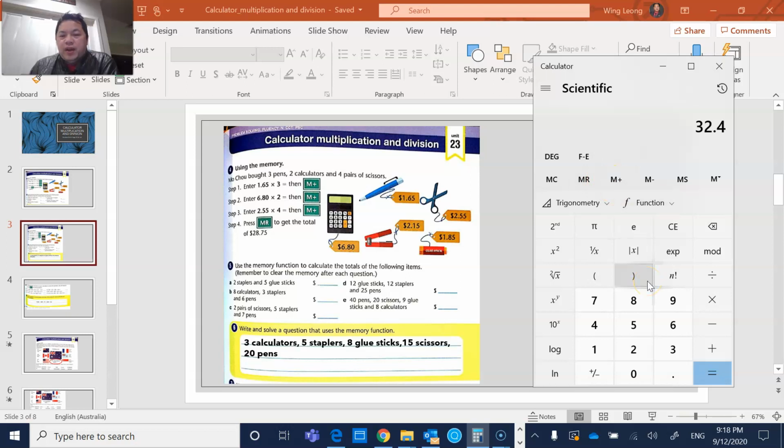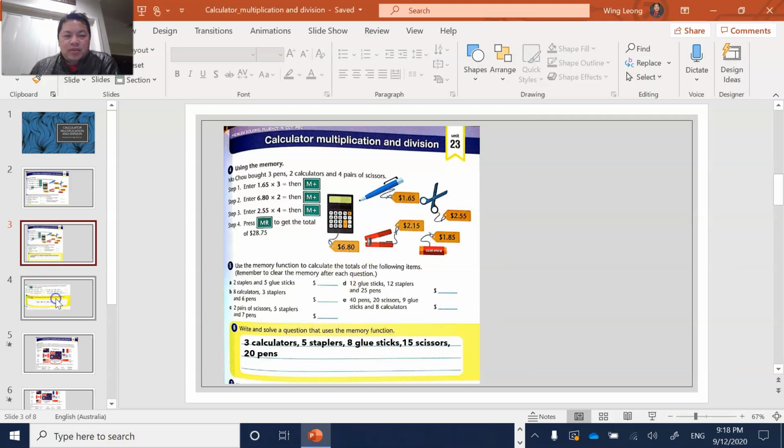And now with all these 5 items, I recall the memory. I spent $116.60 for all these 5 items listed here. You just double check whether you get the same answer as mine. Clear everything again before we move on to the next part of the question.